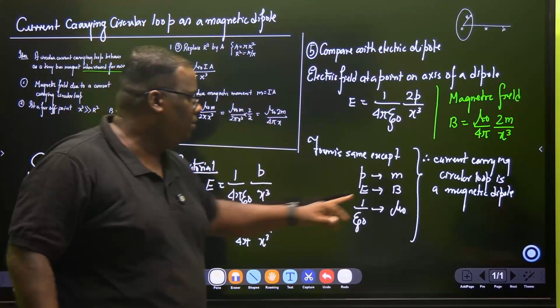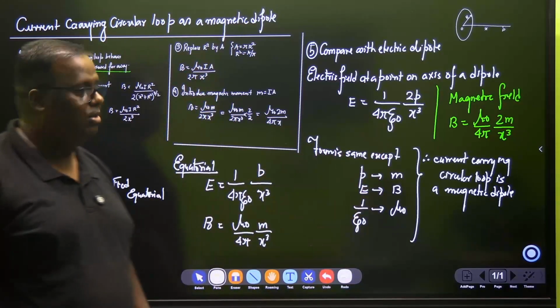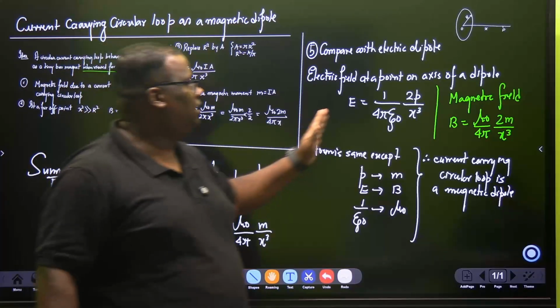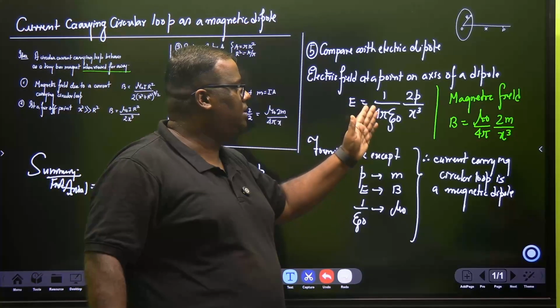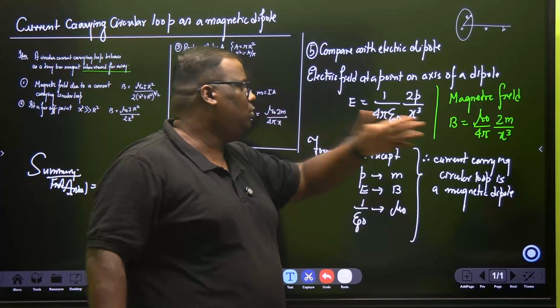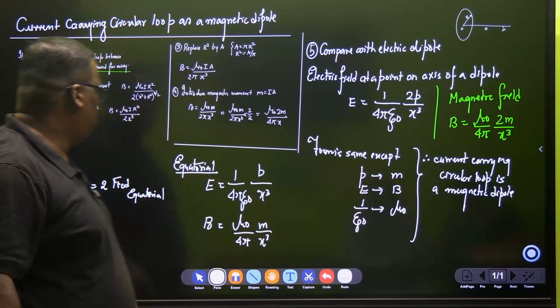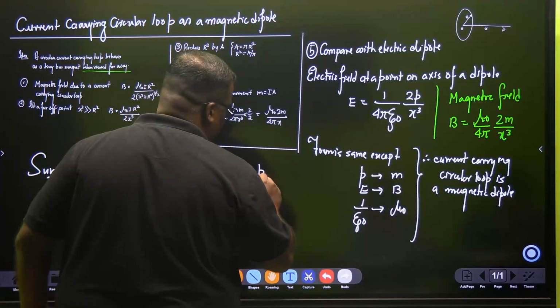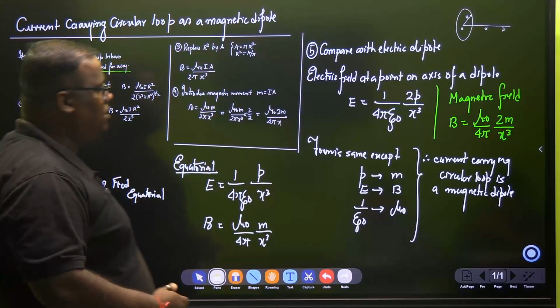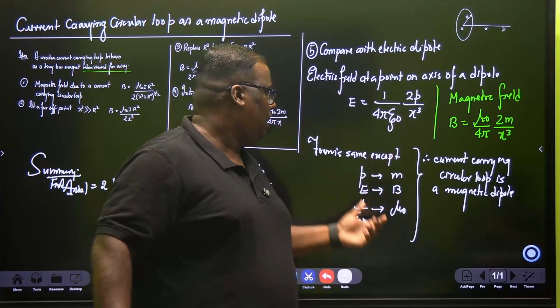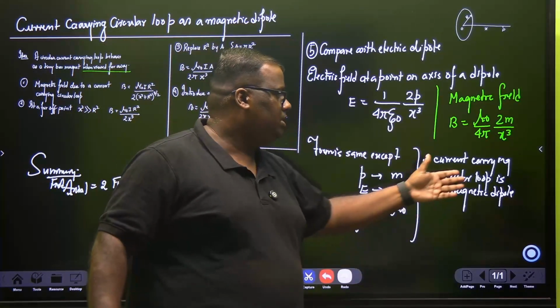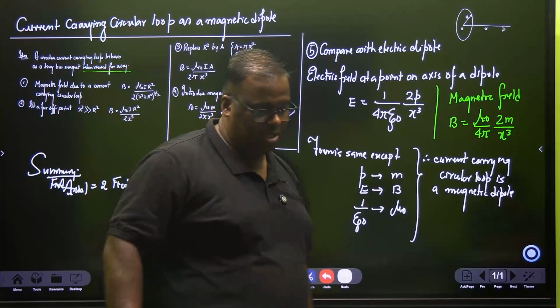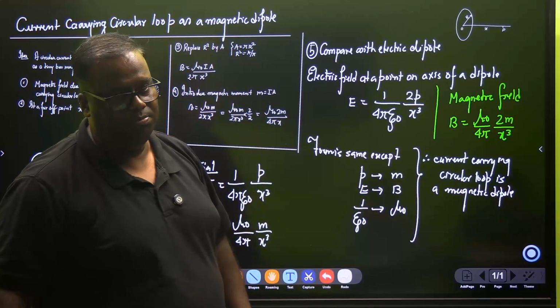You have a 4 pi here also, you have a 4 pi in the electrical also. So you find that the electric field is given on the axis as 2p by x cube. Here you got 2m by x cube. Similarly on equatorial you will get p by x cube. Here you get m by x cube. So based on this analogy and these similarities, we say that the current carrying circular loop is a magnetic dipole.